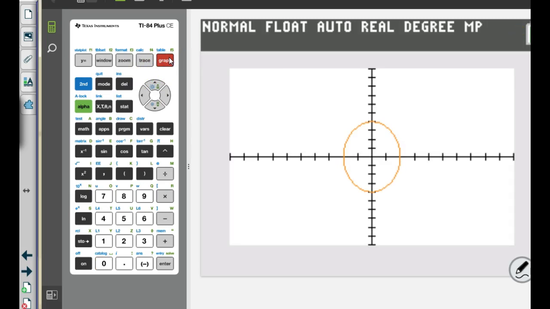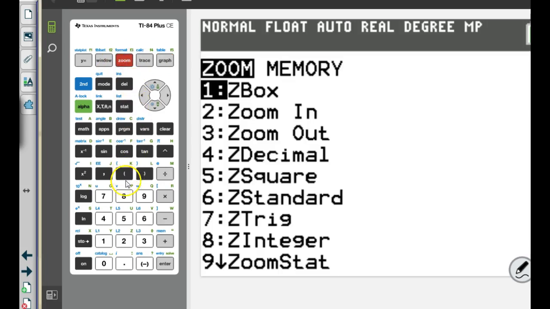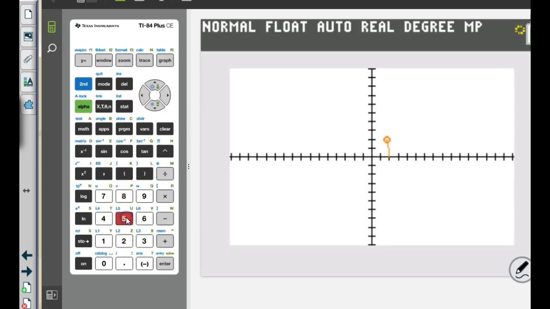Cool. Now it's not really a circle. Can you hit zoom square for me, which is zoom 5? And it stretches it more appropriately. What is it? It's an ellipse. I wonder if we worked on the window or with the t-step if we could make it a rectangle. I'm not going to go there.